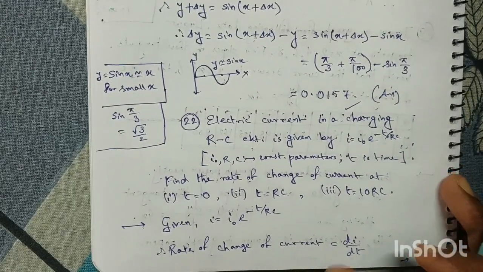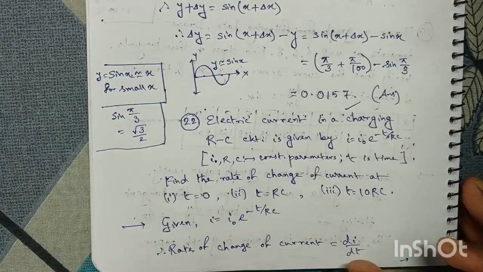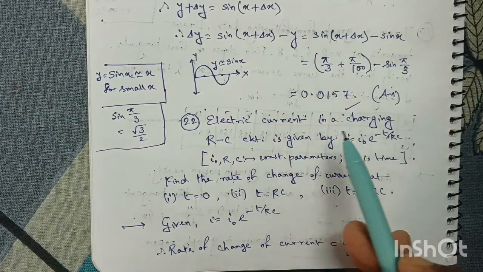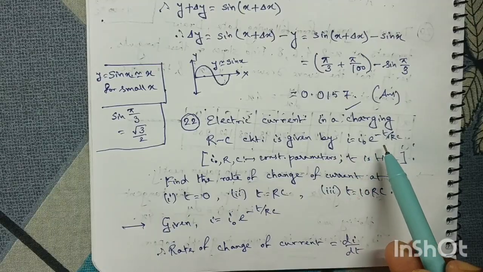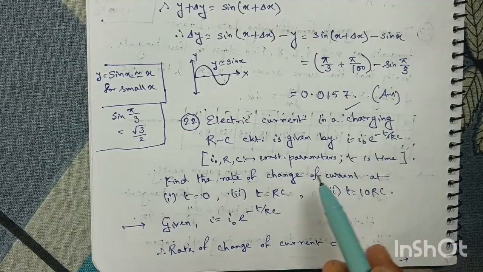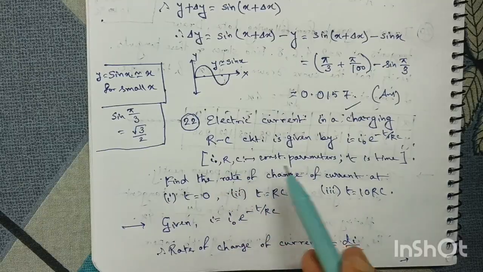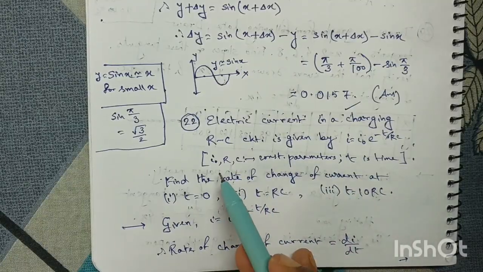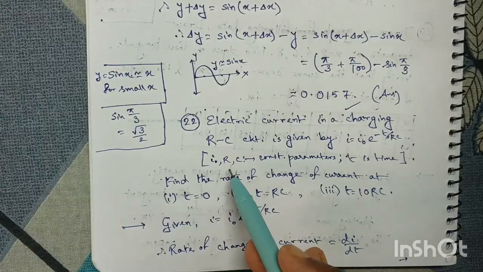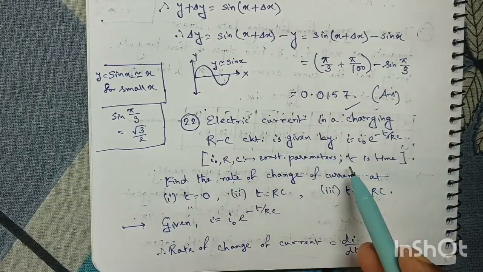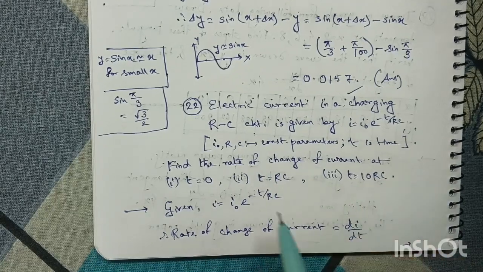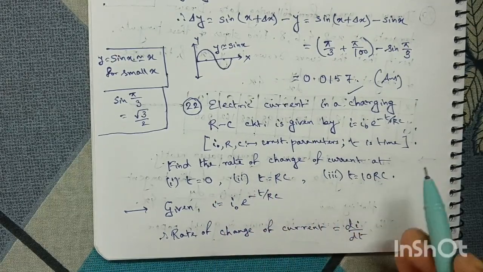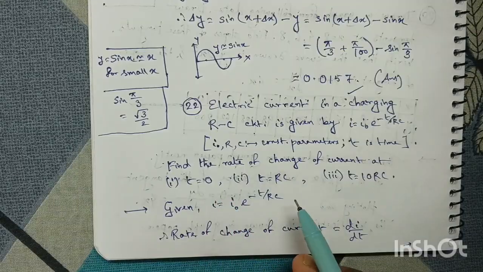Next, we move on to question number 22. It says the electric current in a charging RC circuit is given by I equal to I naught e to the power minus t over RC. Here I0, R, C are constant parameters, and we know that these are the amplitude current, resistance, and capacitance, and t is time. Here we have to find the rate of change of current, that is dI/dt, at t equal to 0, t equal to RC, and t equal to 10 RC.